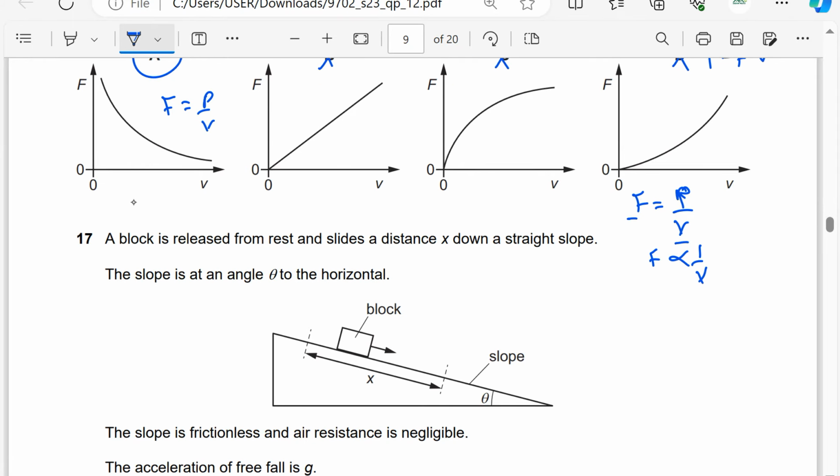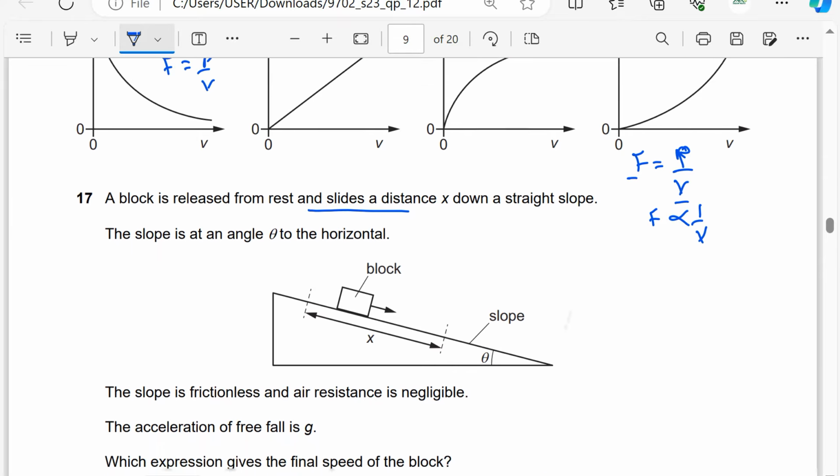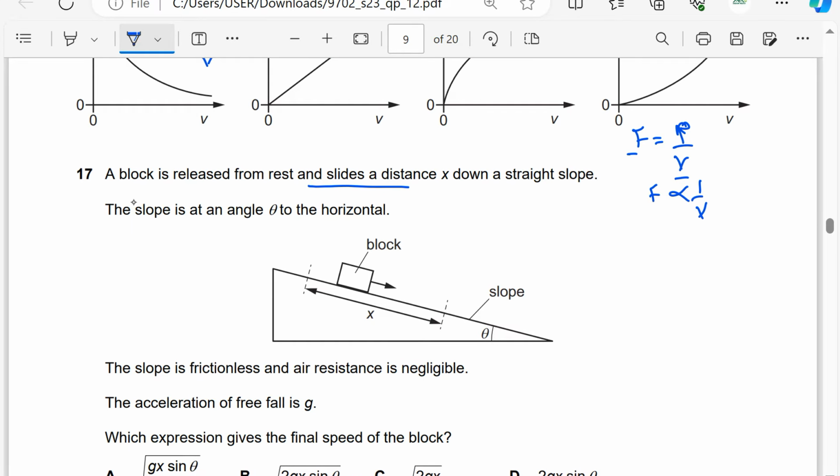The block is released from rest and slides distance x down a straight slope. The slope is at an angle theta to the horizontal. Since it is released from rest, initial velocity here is 0. The slope is frictionless and air resistance is negligible. That means the only force acting along the slope is caused by gravity. But which force is that?